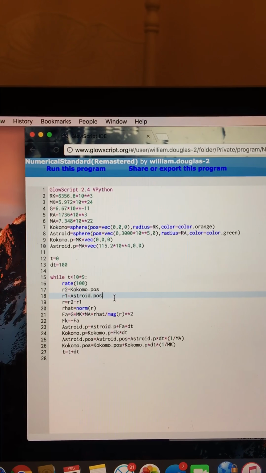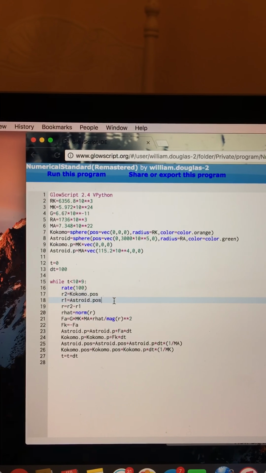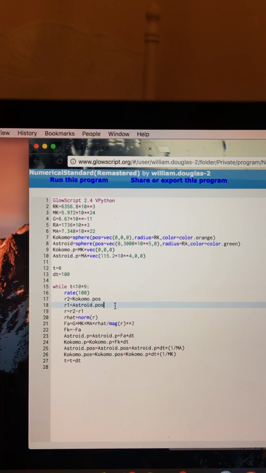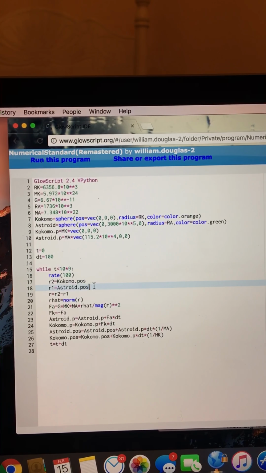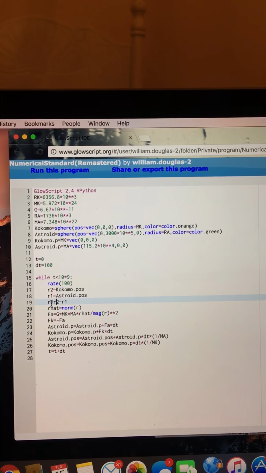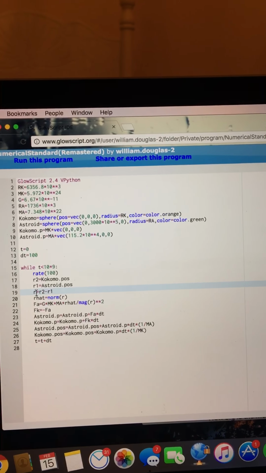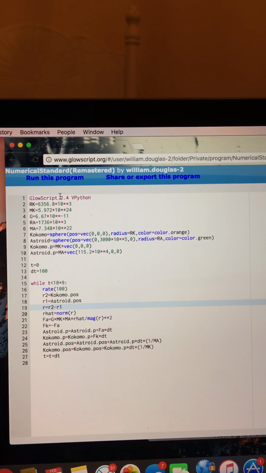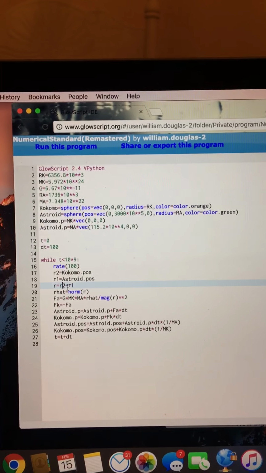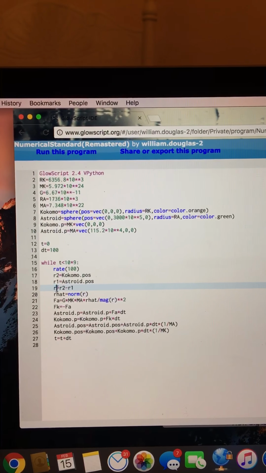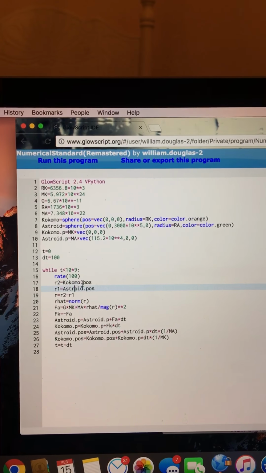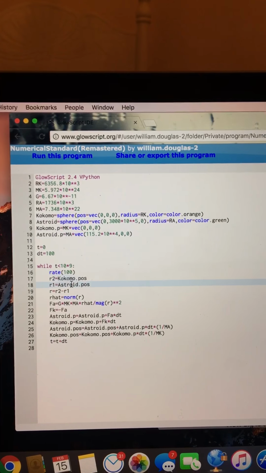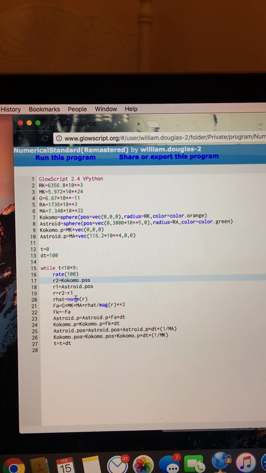Let's see. So here I have the position vector of Kokomo and the position vector of the asteroid, and these two are in my loop so that I can calculate the distance between the asteroid and Kokomo, because in the whole time of this loop, we're going to be seeing this distance r between the center of the asteroid and the center of Kokomo changing as the asteroid is orbiting around Kokomo.